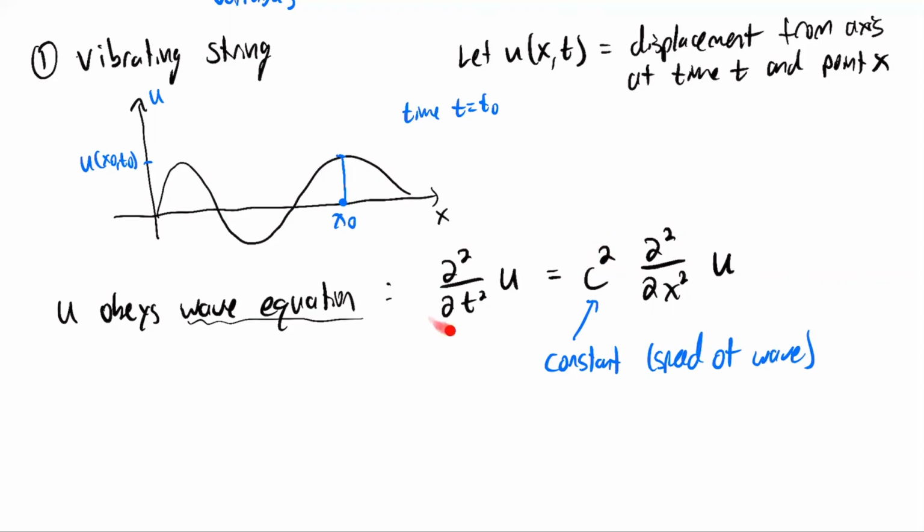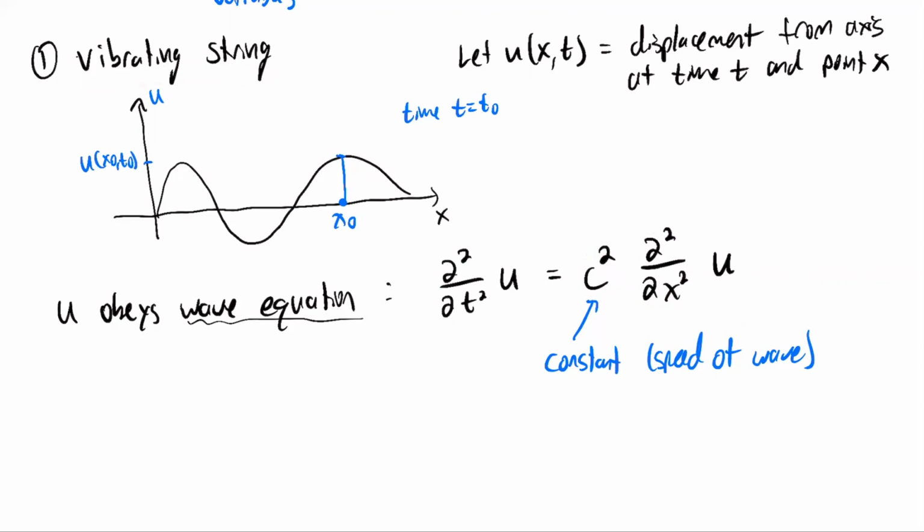So here we have a second derivative with respect to the time variable, and this is equal to some multiple of the second derivative with respect to x, the spatial variable. And so this is a major example of a very important partial differential equation, which arises in a variety of contexts, in particular, this kind of simplified vibrating string model.